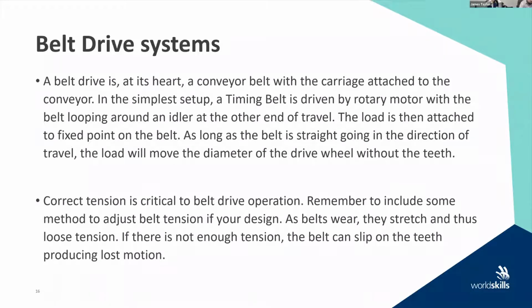One of the things about the belt drive operation is that you need to have the correct tension. So you must have a method to adjust the tension of your design. As the belts wear, they can stretch and they can lose tension. And if there's not enough tension, the belt will slip on the timing belt and you could get lost motion. So if this is a critical mechanism, please remember that. You've got to have a way to either adjust the tension on your belt, or you want to make sure you have spare belts and systems ready to go.